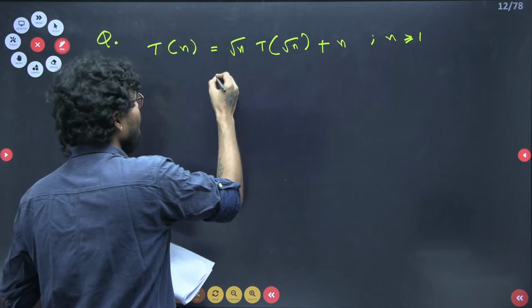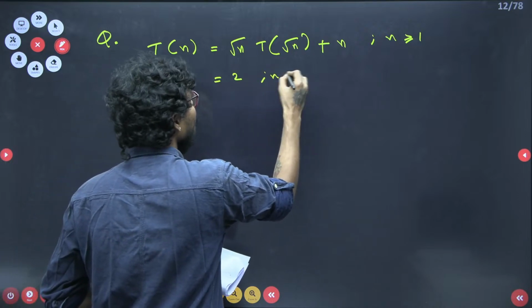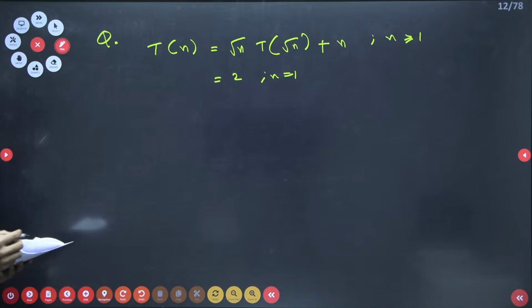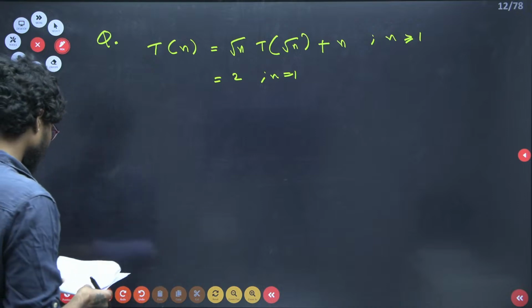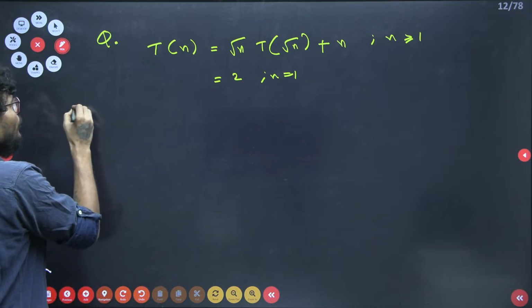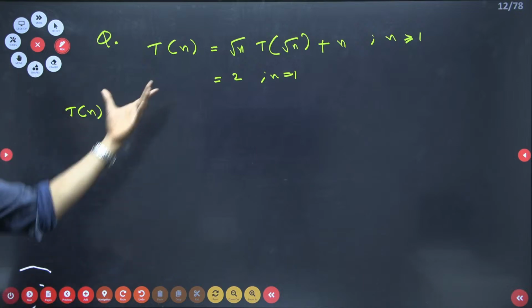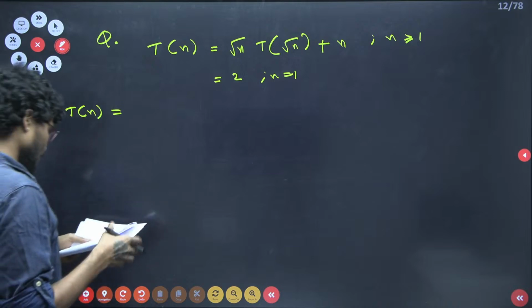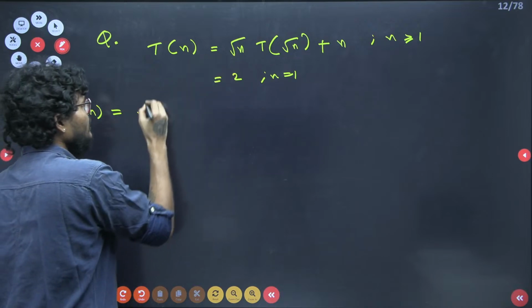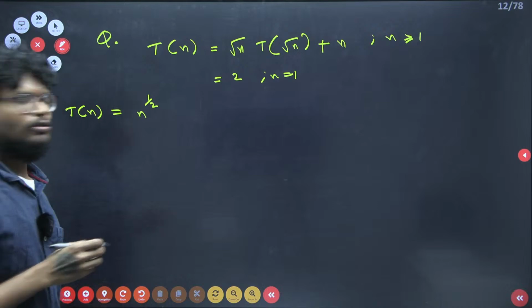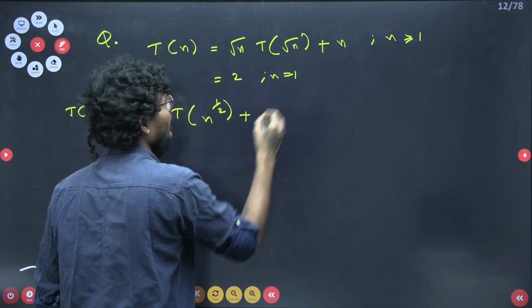And what is the base case? Base case would be T of n equal to 2 when n is equal to 1. So this is what is given for us. We need to find out the time complexity for this equation. So let us try to use the recursion tree method. Let us try to expand the given expression. So we have T of n, root n can be written as n raised to 1 by 2, into T of n raised to 1 by 2, plus n.